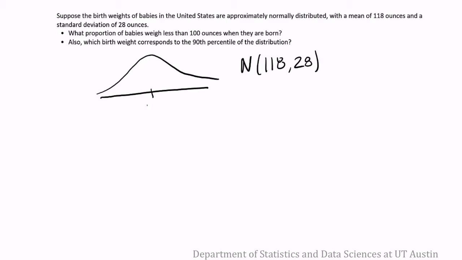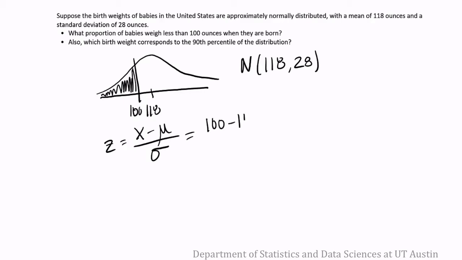So if our mean right here is at 118, 100 ounces falls somewhere over here, and we want to find the probability to the left of 100 ounces, right? Babies less than 100 ounces. So the first thing we're going to need to do is find the z-score associated with 100 ounces. So our formula for z is a value minus the mean of the distribution divided by the standard deviation of the distribution. So we're just going to plug in 100 for x minus 118 divided by 28. And we get a z of negative 0.64.